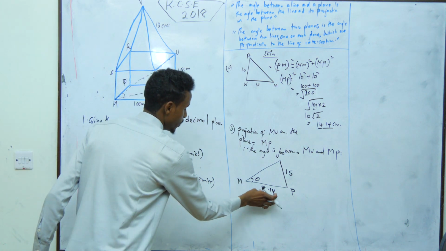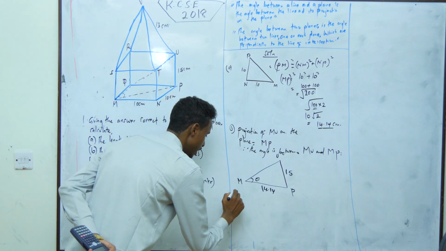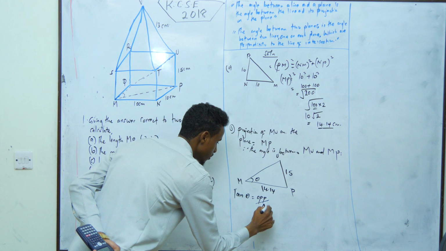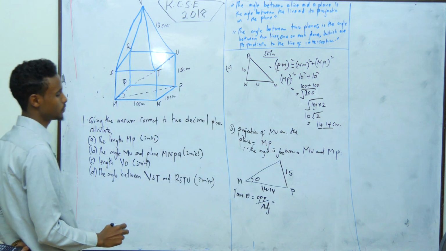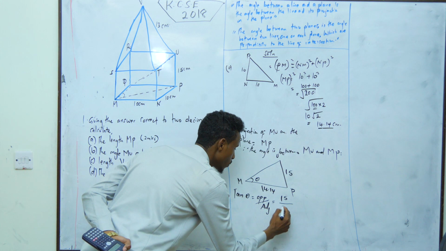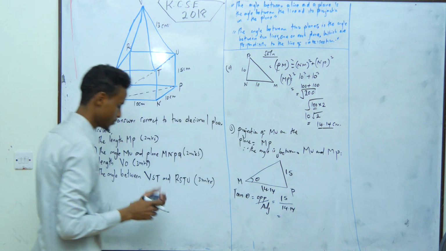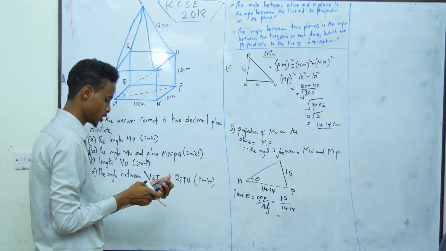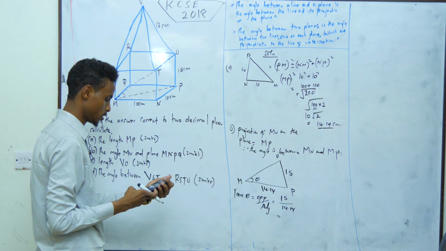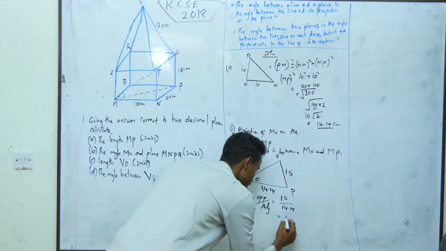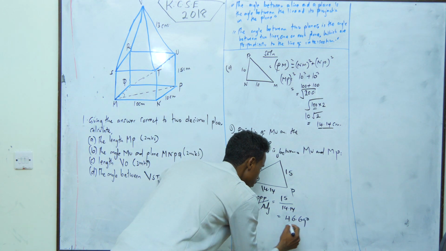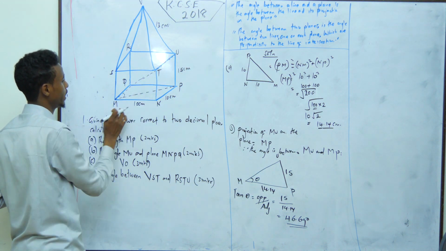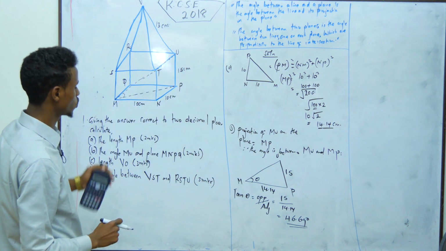Now we have the adjacent, we have the opposite. Now we can use tan. Theta is equal to opposite over adjacent. Our opposite is 15 and our adjacent is 14.14. What do we get? 15 divided by 14.14, shift tan. Now we're going to get 46.69. 46.69 degrees is the angle between MU and MP. Thank you. Now let's continue.